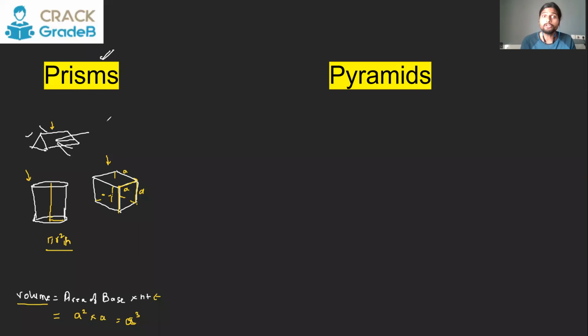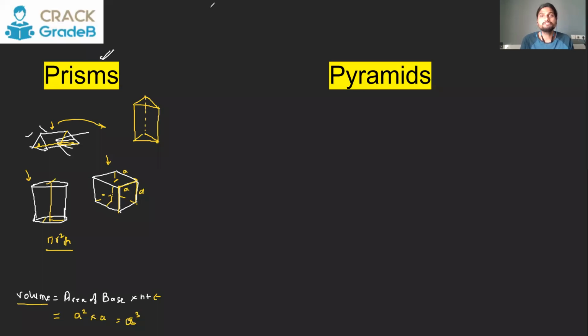But of course, when you talk about the base, it should be one of the 2 parallel faces. Like here, these 2 circles are parallel. These 2 squares are parallel. So similarly, these 2 triangles are parallel. So you cannot say the base is this rectangle. No, you have to first keep this figure vertical like this. You have to imagine this figure as vertical like this, and then only you can apply the formula.